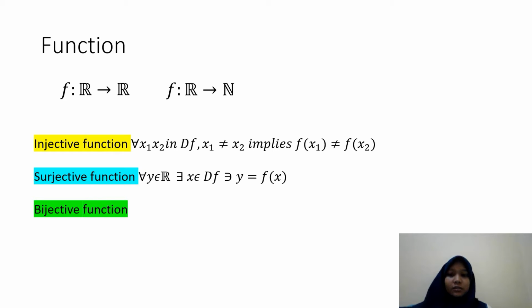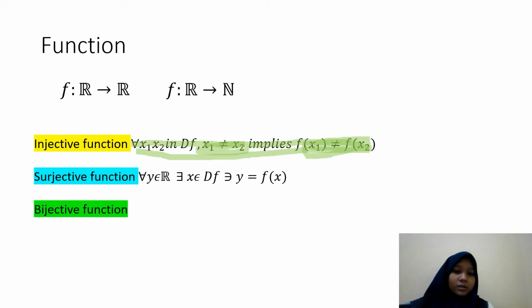For injective function, this is the definition. And how to read it? This is read: for every x1, x2 in the domain of f, x1 not equal to x2 implies f(x1) not equal to f(x2). This is the range. So in an injective function, if the domain elements are different, the range values are different too, not equal.